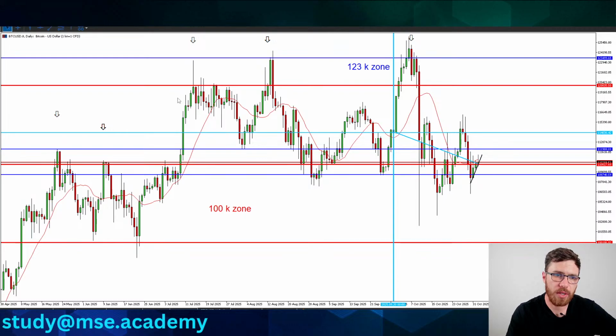At that point, we were sitting around about these levels over here. And I had discussed that there's an opportunity for the market to come back down to the 100K zone. And that's what we're seeing. So the market pushed all the way up to that 123,000 zone. We had that massive sell-off on the 10th of October.